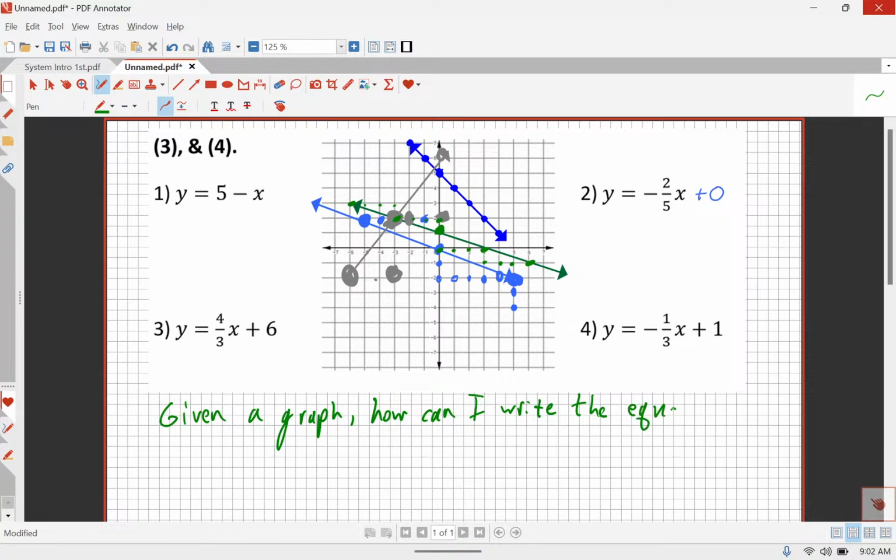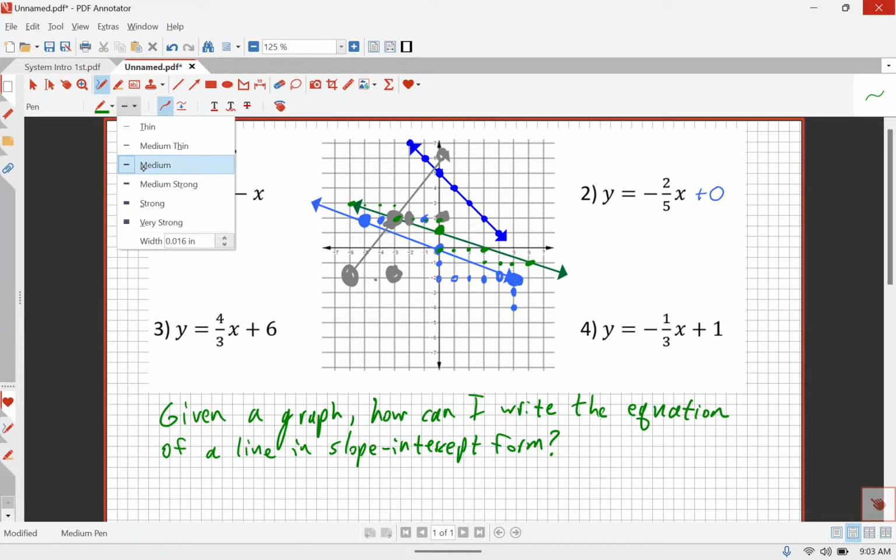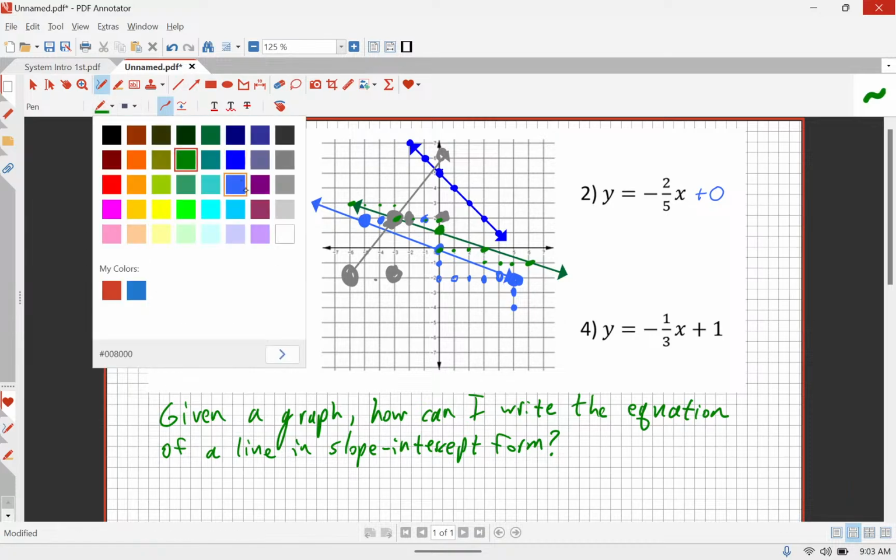Given a graph, how can I write the equation of a line in slope-intercept form? Let me get through this first example that we have for our notes, and then we can start doing the hall pass again.